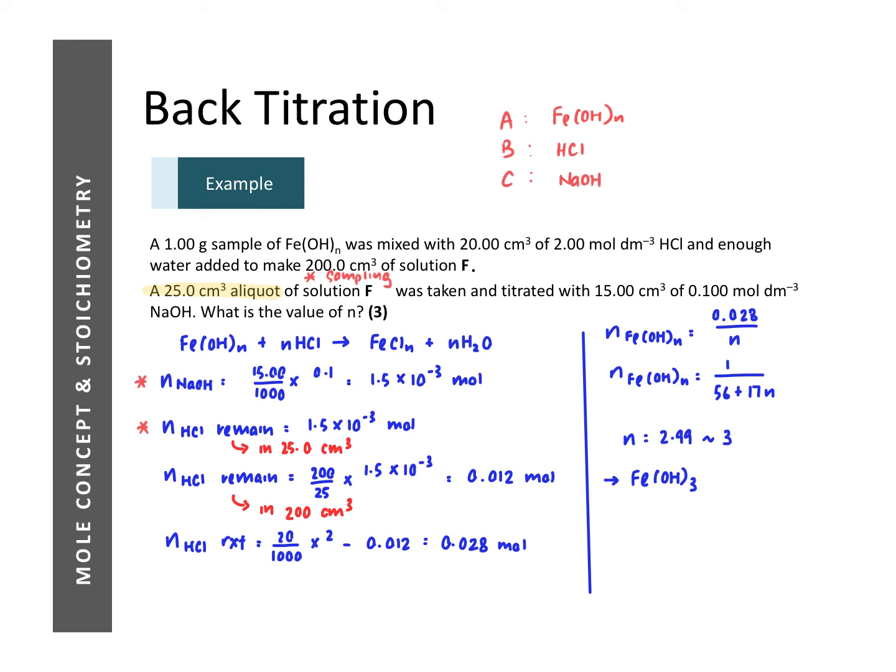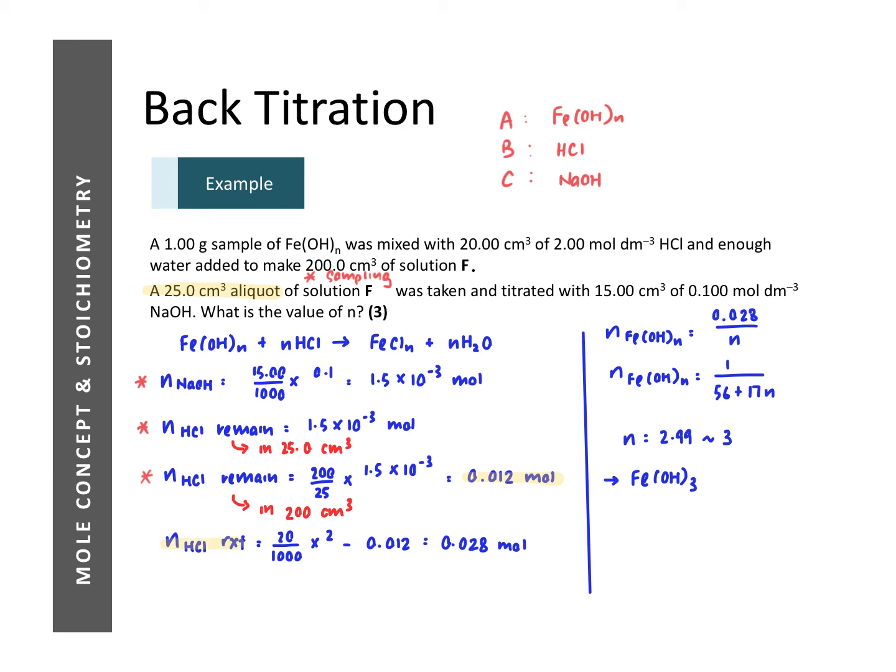aliquot of solution F. So in order to find the total number of moles of acid remaining, we need to use the sampling formula, where we take the total volume divided by the volume of the sample times the number of moles in the sample. So that will give us the total amount of HCl that was present after the reaction with iron hydroxide. Next, we need to find the number of moles of acid that had reacted with iron hydroxide.